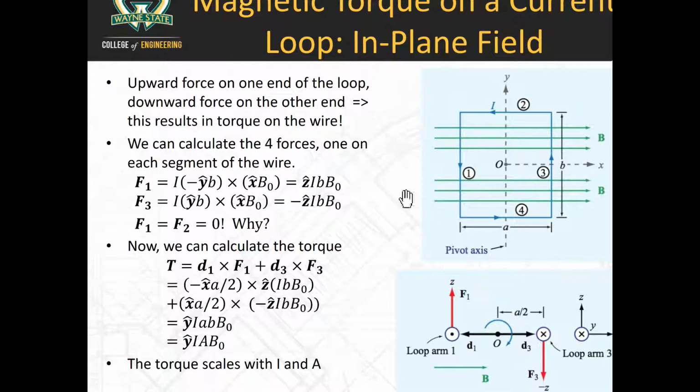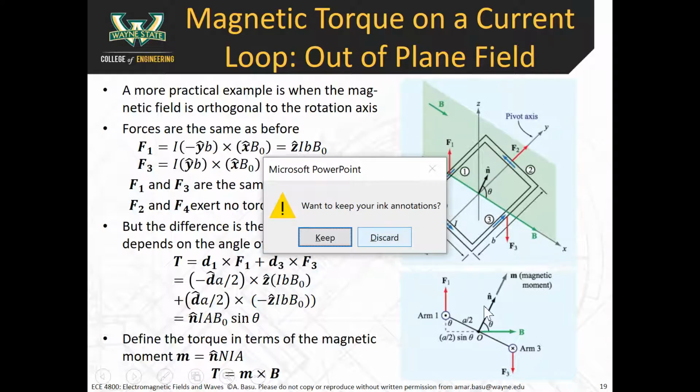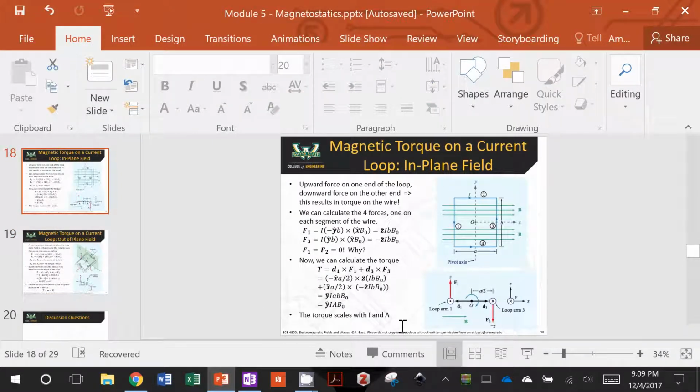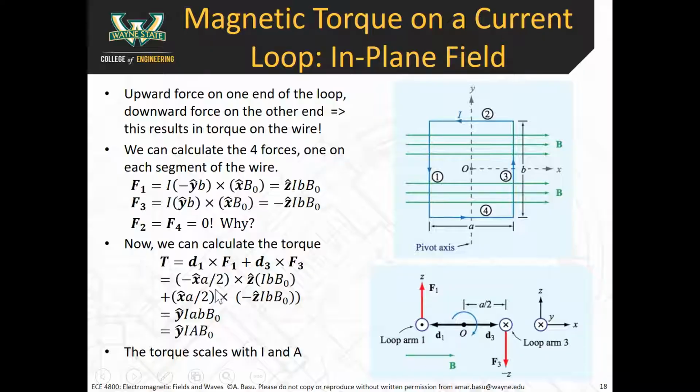You calculate the 4 forces, one on each segment of the wire. Notice that this shouldn't say F1 and F2, it should be F2 and F4. So let's fix that. All right, so F2 and F4 are 0. F1, the force is equal to I times the length times the magnetic field.